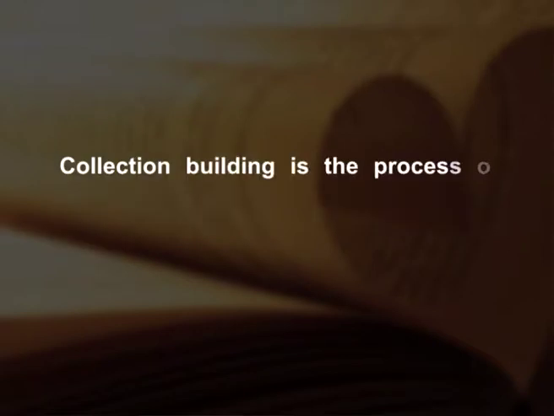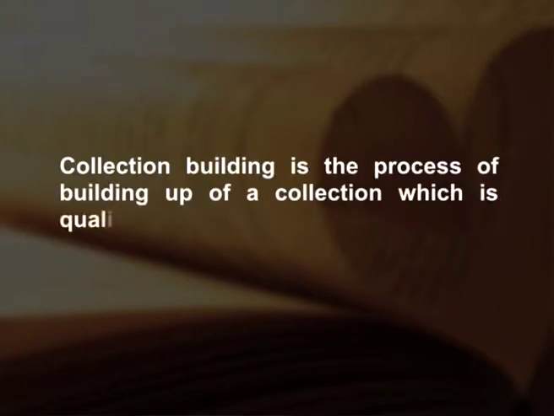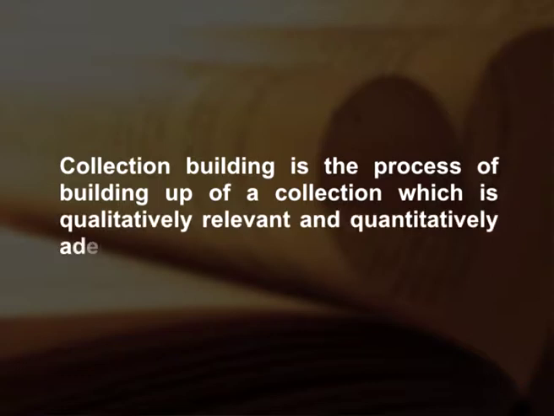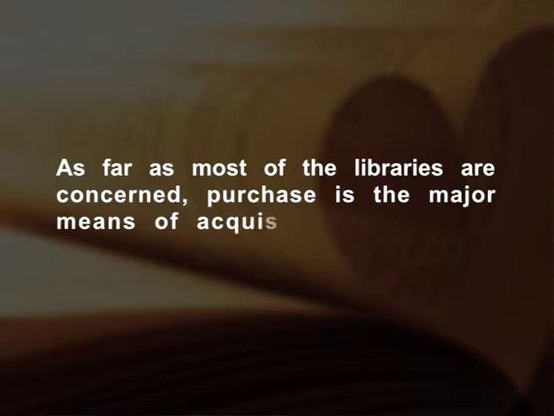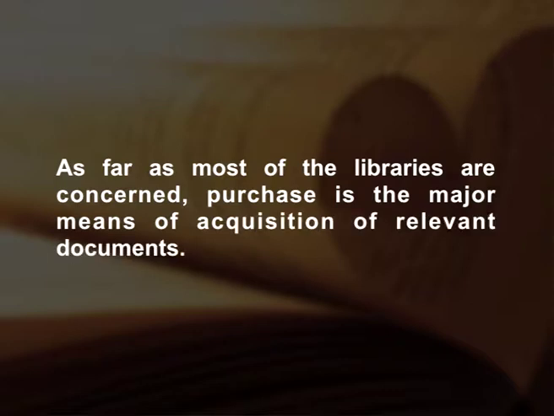Collection building is the process of building up a collection which is qualitatively relevant and quantitatively adequate. The process involves not only the addition of documents, but acquisition of multiple copies of documents which are in great demand, and weeding out and withdrawal of documents also. Documents are added to the collection mainly by four methods. They are purchase, gift, exchange and deposit. As far as most libraries are concerned, purchase is the major means of acquisition of relevant documents.